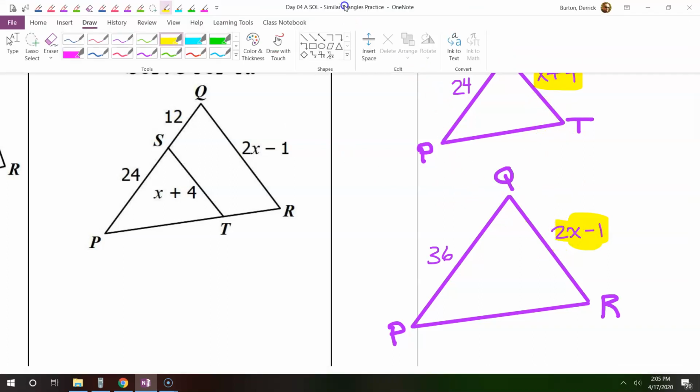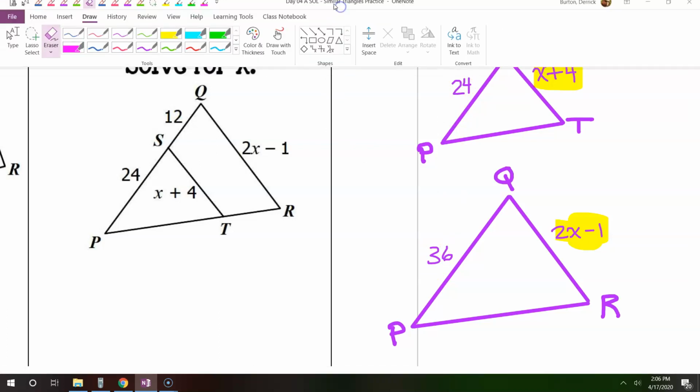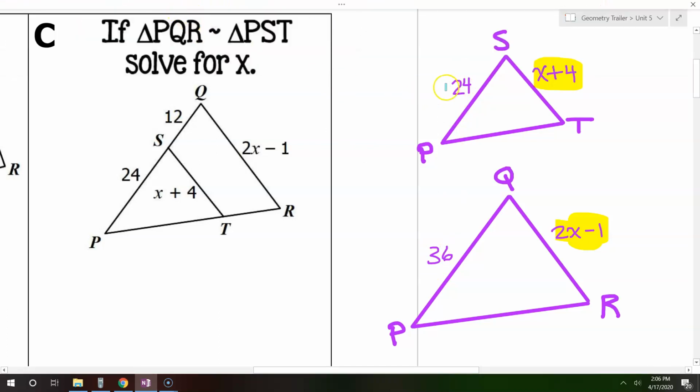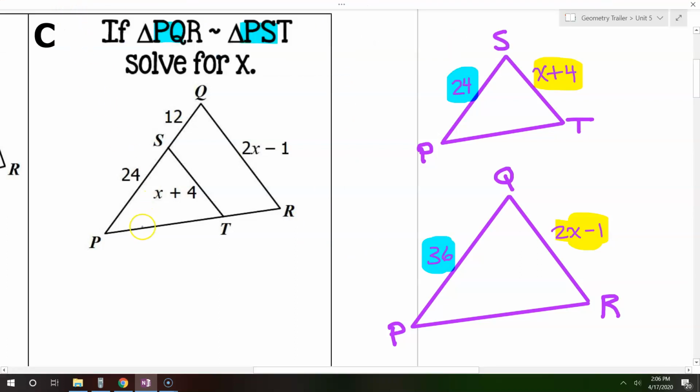So you can bet that these two are going to be corresponding, but let's follow through and check it out. Let's not assume things. That's how we mess up, people. So here is PS, and PS is right here in the front. That's going to correspond with PQ, which is right here. Always check, though. Doesn't always work out that way.